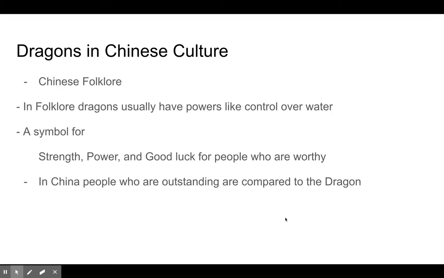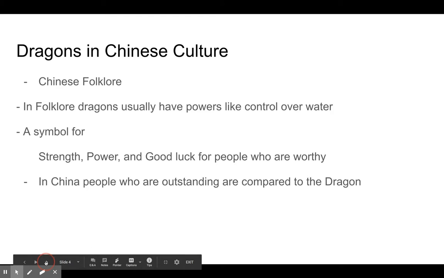Okay, so dragons in Chinese culture, they're a part of Chinese folklore. And in folklore, they usually have some type of power over water. They are also a symbol in their culture for strength, power, and good luck, but only for people who are worthy, which I think is an important distinction to make. So, not good luck for anyone, but just for people who are worthy of it. In China, people who are outstanding are compared to a dragon. So, the way we might think people that are brave are like a lion or an eagle, they use the dragon to make that comparison.